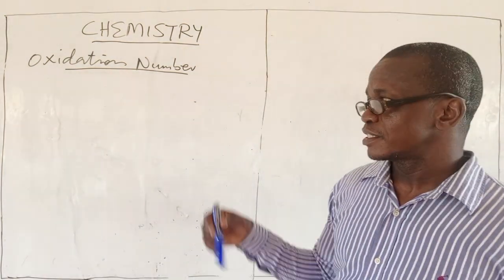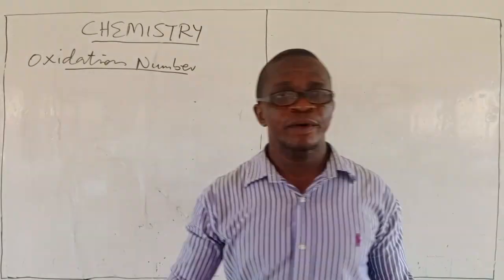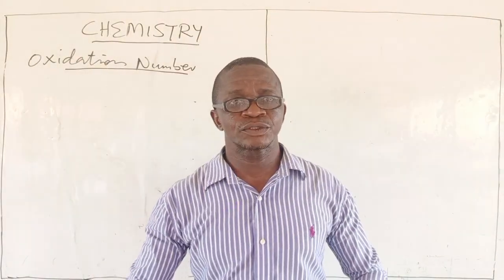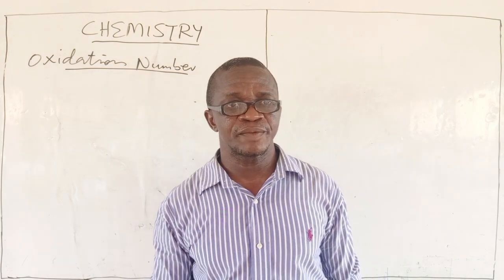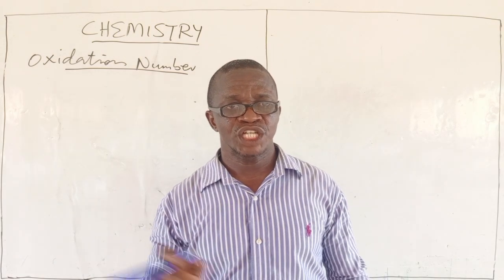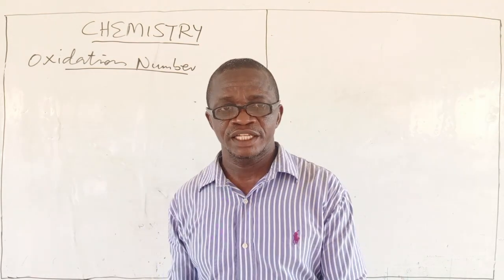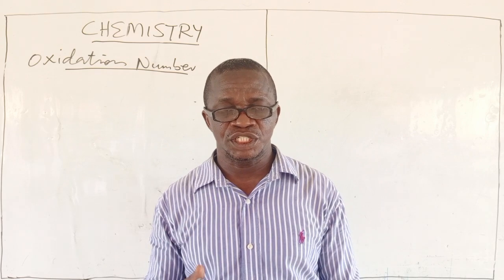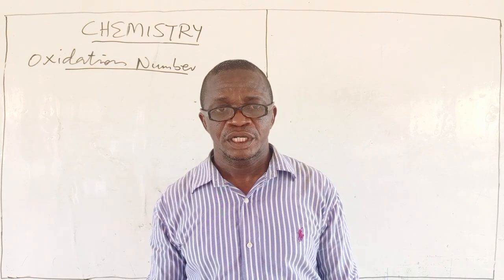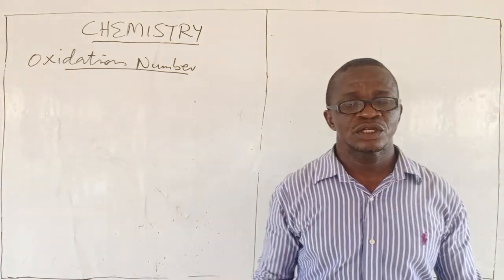Now let's see. Today we are going to talk about oxidation number. When we are talking about oxidation number, we are talking about the charge on the valency of an element. The charge, maybe plus, maybe minus, on the valency of an element. So that is what the oxidation number is. Now, let's see a few calculations on it.